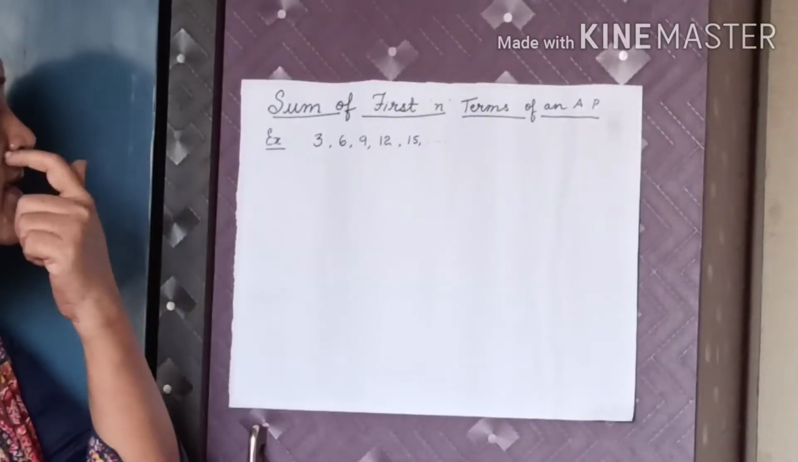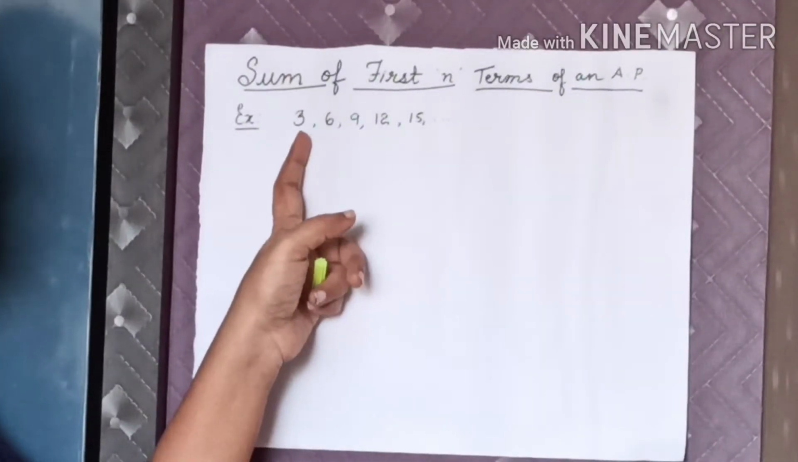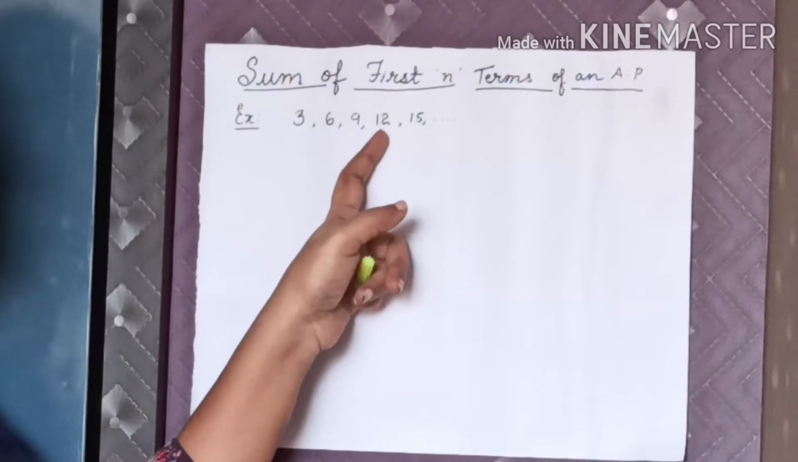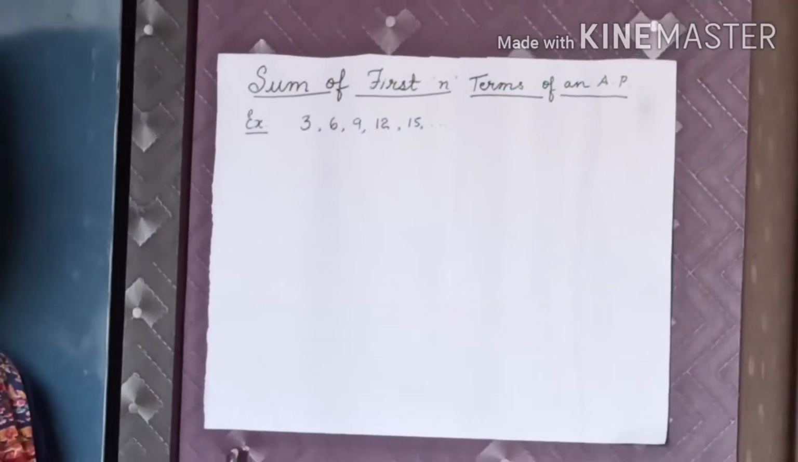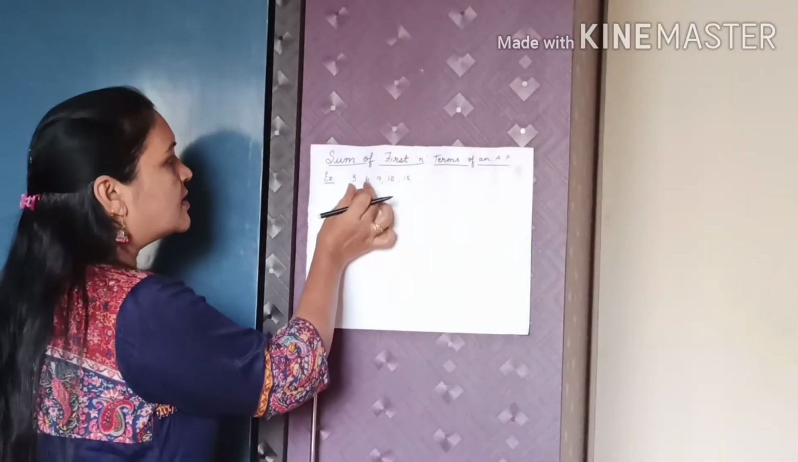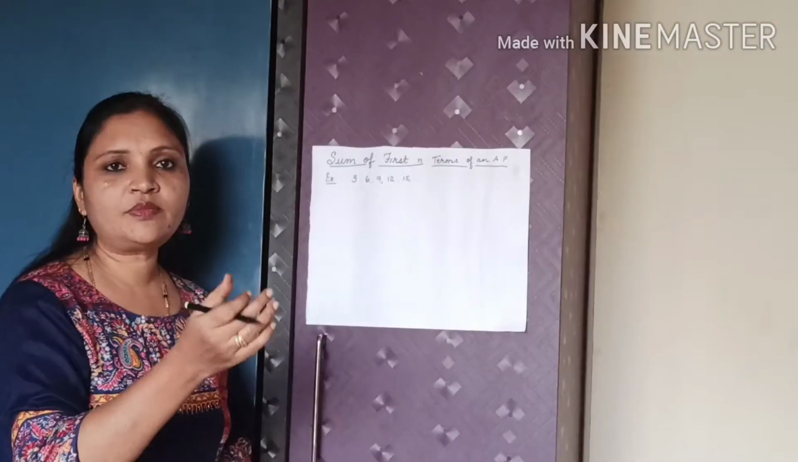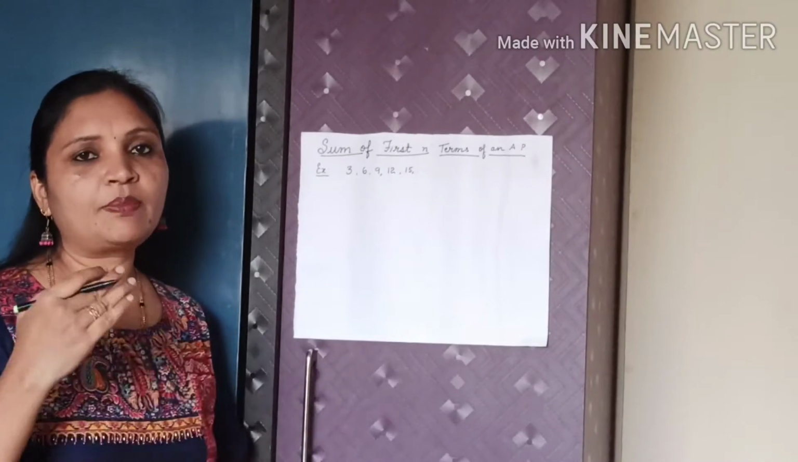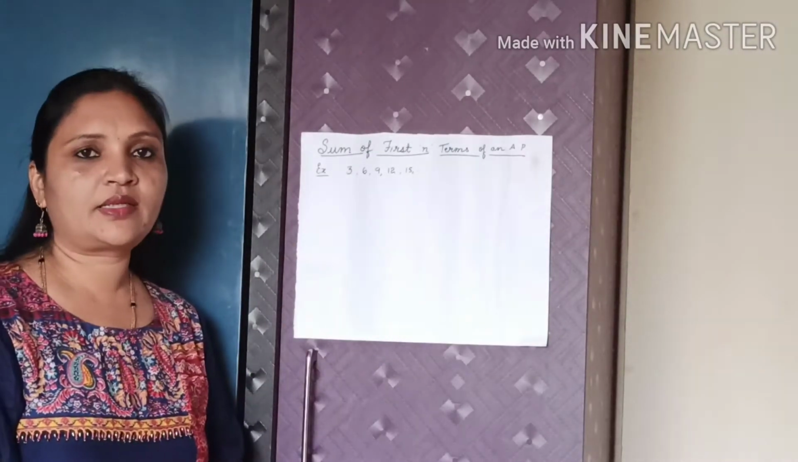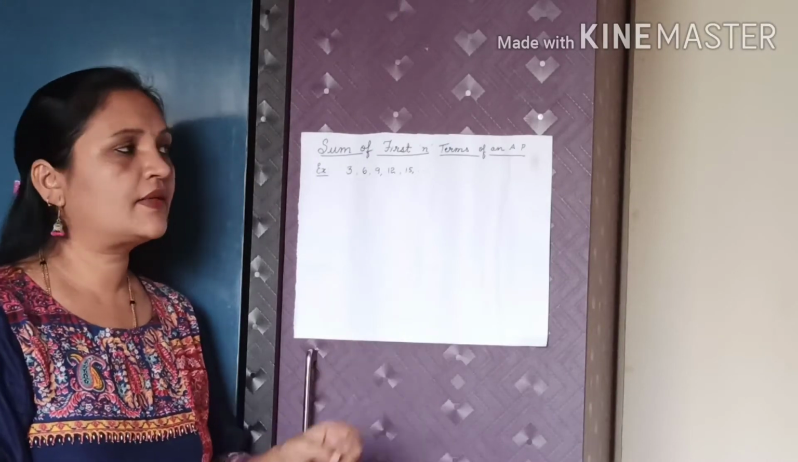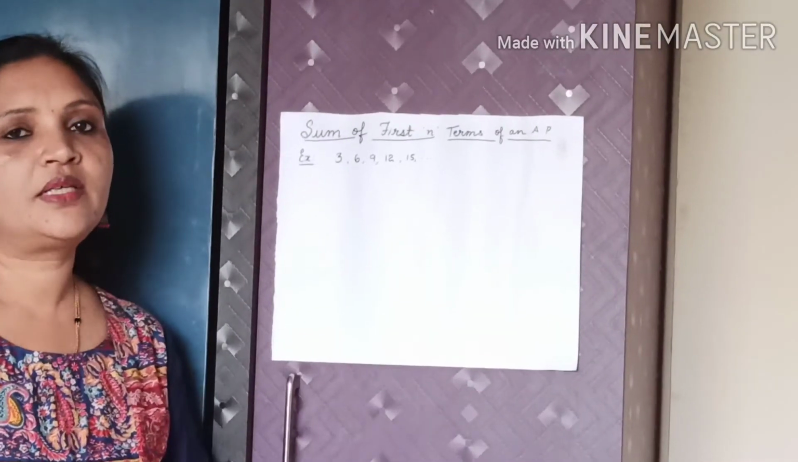Now let us see this example: 3, 6, 9, 12 and 15. It is in AP. Why? Because there is a constant difference between each term and the previous term. The plus 3 has been added from one number to the next, so we can say that these numbers are in AP.